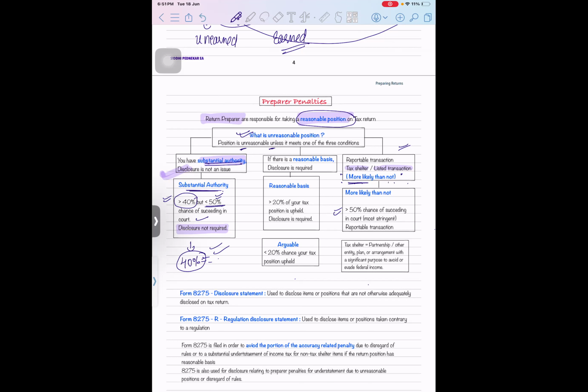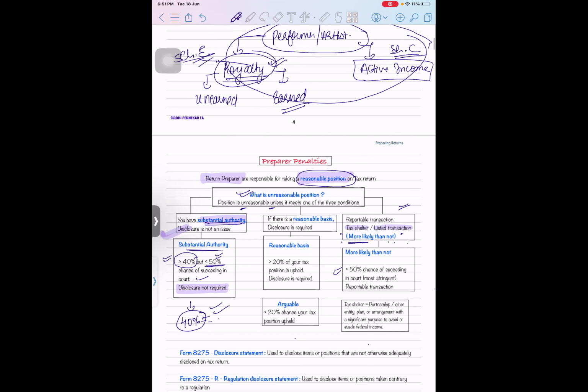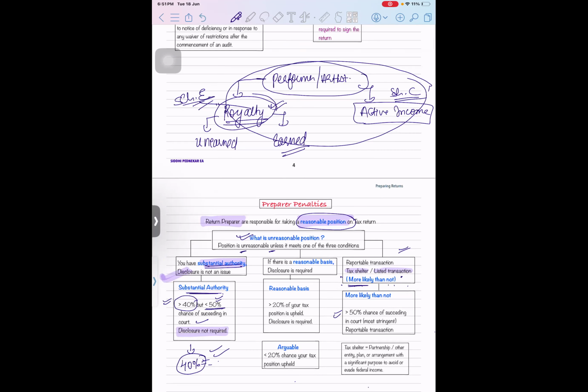Ankit, Rohit, Somil, got it? Yes, ma'am. That performer was an artist. That's why we consider royalty as an active income, right? Yes, because his main business is performing. He's a musician, a singer. Then his main active business is that only. He's not doing it as a hobby; he is doing it for earning. So that's why we'll include it in Schedule C.